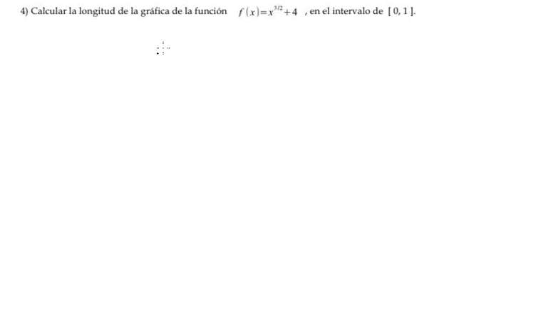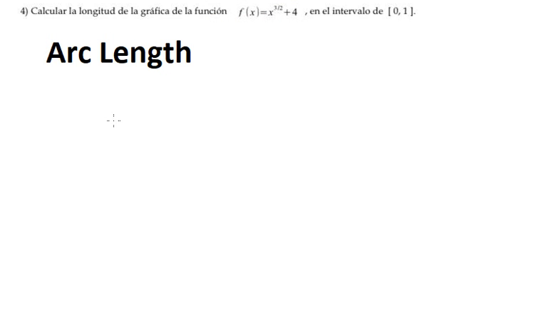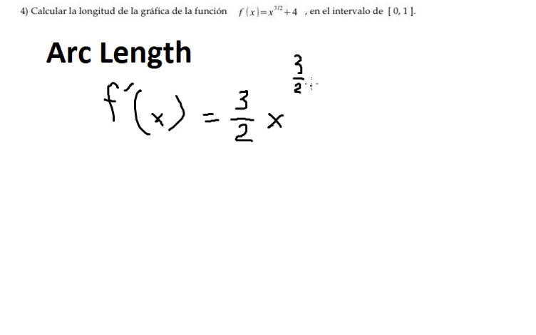And the last one, we need to find the length of this one. So we need to use arc length. First we need to find the derivative of the function. So you got 3 over 2 s to the power of 3 over 2 minus 1. So you got 3 over 2 s to the power of 1 over 2.